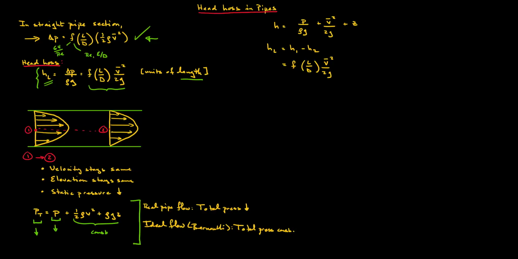So if we were to look at h1 minus h2, it would look something like this. We have P1 over rho g plus V1 squared over 2g plus Z1 minus the head loss is equal to P2 over rho g plus V2 squared over 2g plus Z2. And all of this is applicable for a straight pipe section.